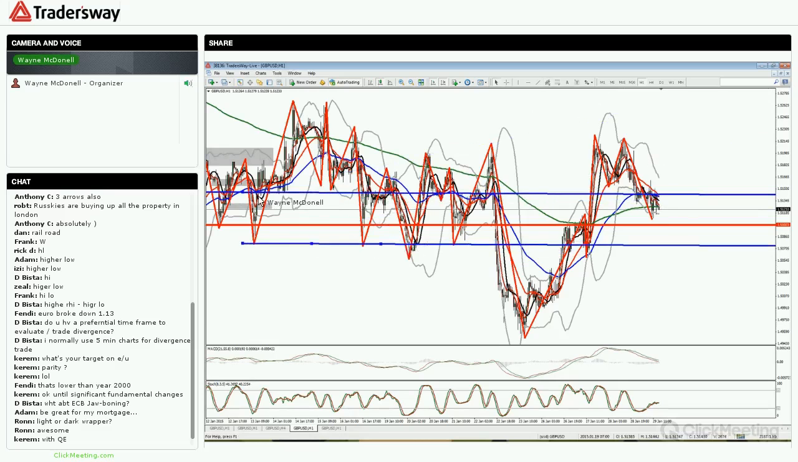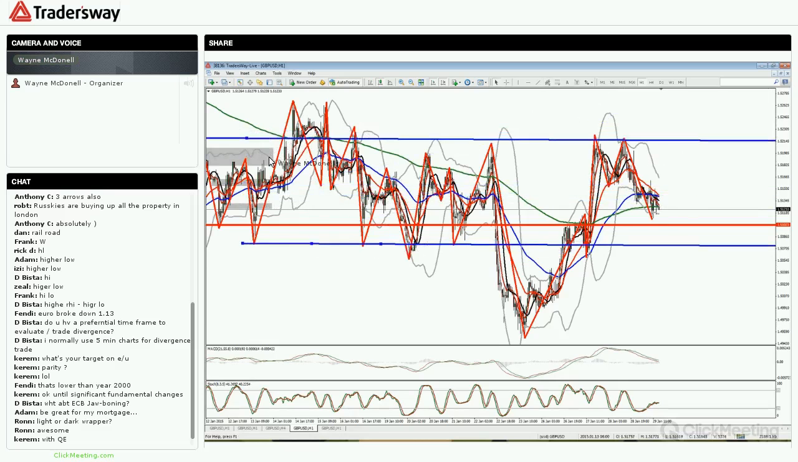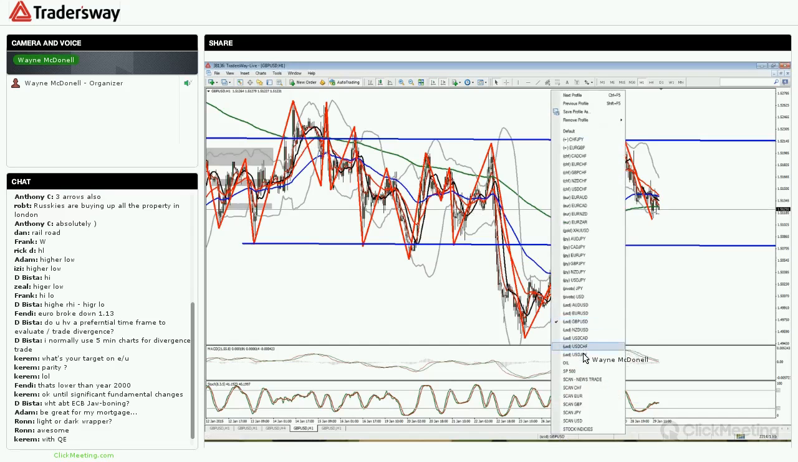Just for fun, you can do it this way, right? All right, so if you're at support and it's oversold, buy it. If you're at resistance and it's overbought, sell it. If you're stuck in the middle, take a walk. Okay? Take a look at USD yen.